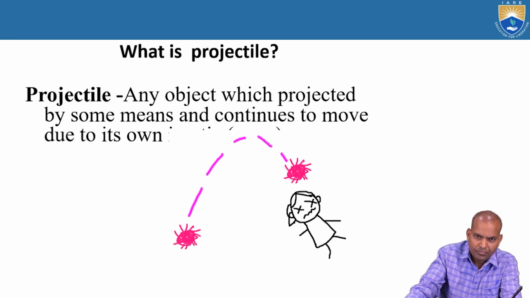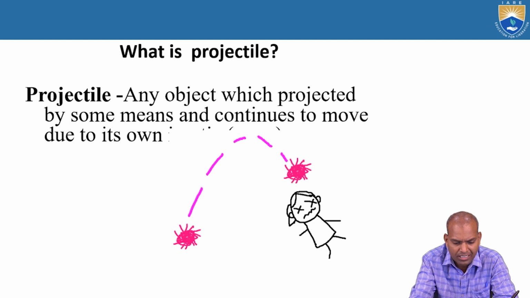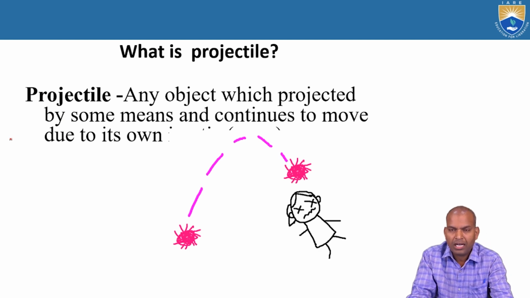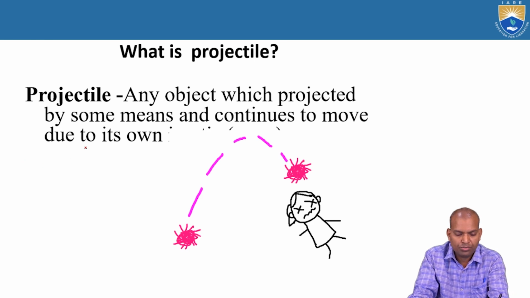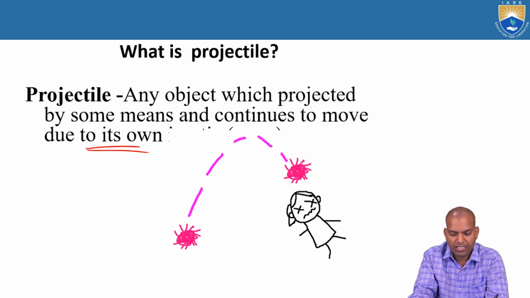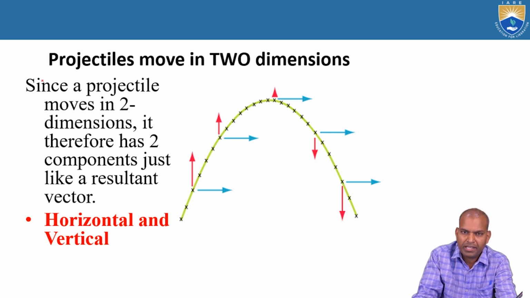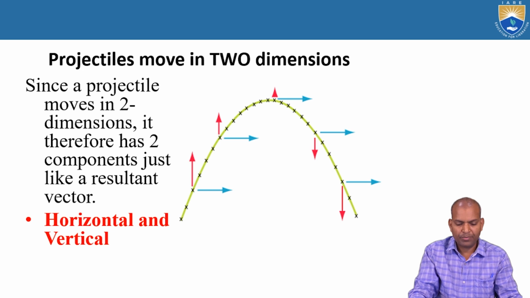Now, once again, what is the projectile? A projectile is nothing but an object which is projected with some means and continues to move due to its own motion. This is the projectile motion. Here we are going to study projectile motion in two dimensions. There are two-dimensional and three-dimensional motions, but here the projectile moves in two dimensions.